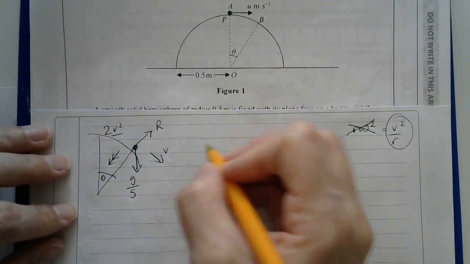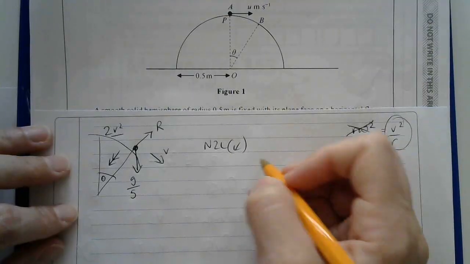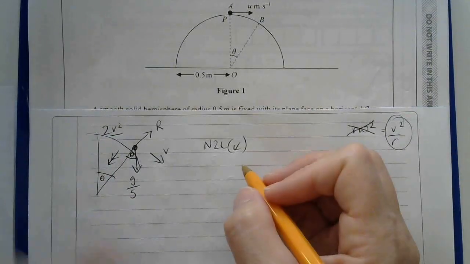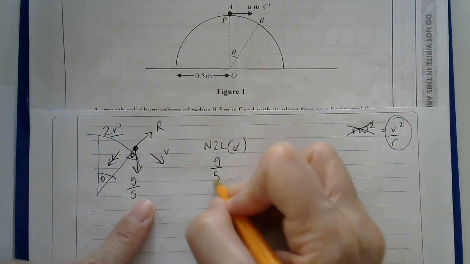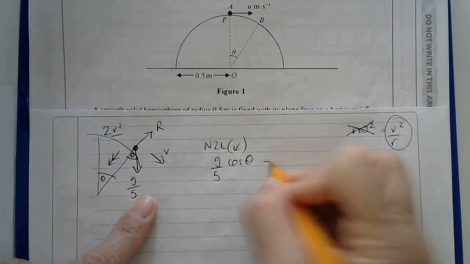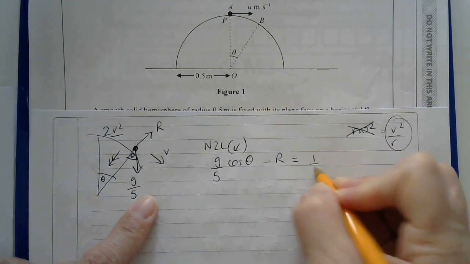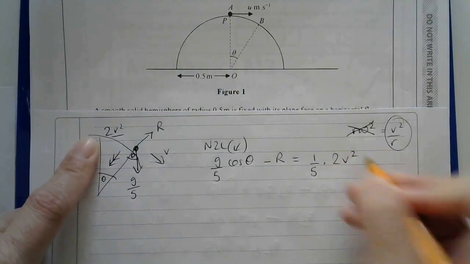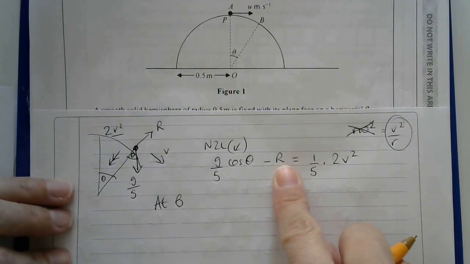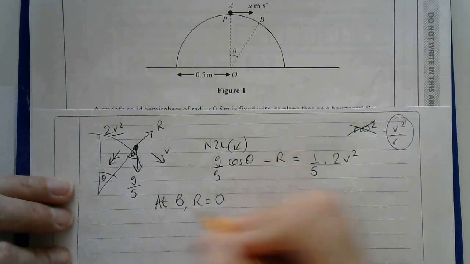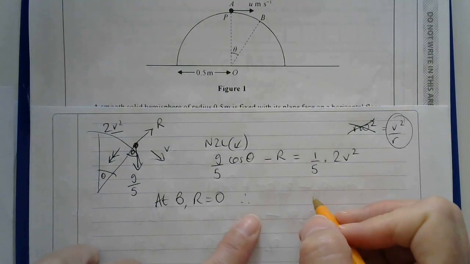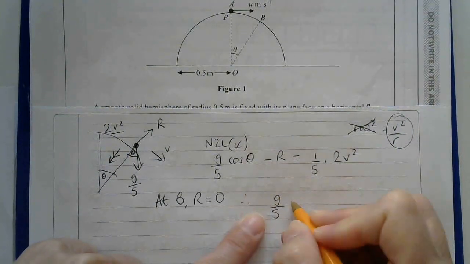Okay, so if I do Newton's second law towards the centre of the circle at this point, then I get, here, using alternate angles, this is theta, so g over 5 multiplied by cos theta minus R equals the mass, which was 1/5, times the acceleration, which was 2v squared. But at B, I know that R is 0, because that's where the particle leaves the surface. So therefore I get that g over 5 cos theta.